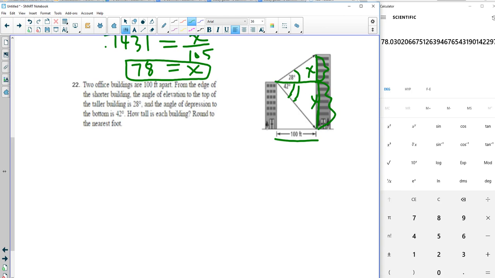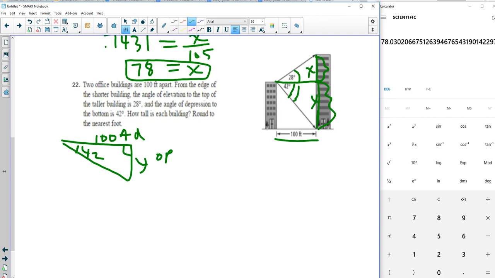So then I have to use the tangent function because we have opposite over adjacent, with the distance being adjacent to 42. Let me sketch out that triangle. This is 42. This is y. And the distance between the buildings is 100. For 42 degrees, this is going to be opposite, and this is going to be adjacent, because the hypotenuse is always across from the right angle.